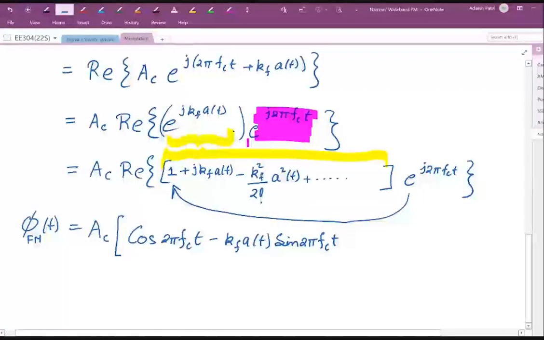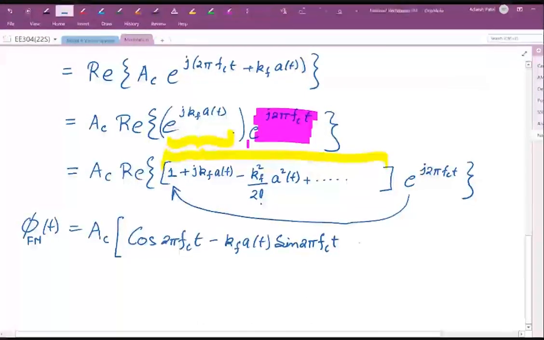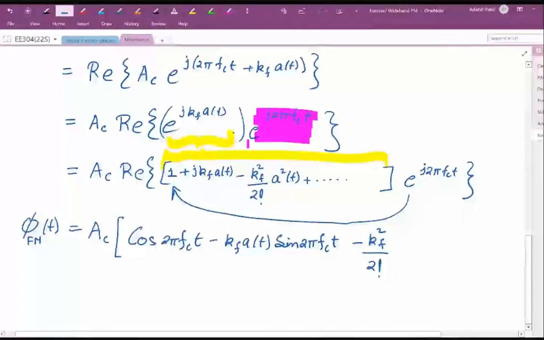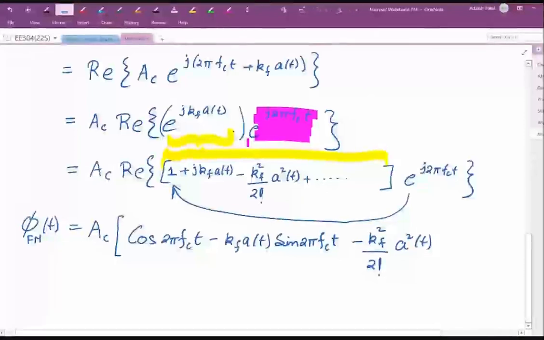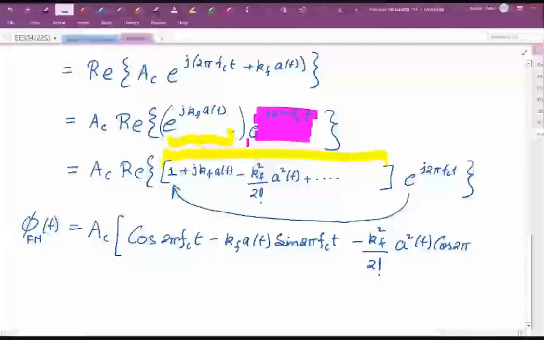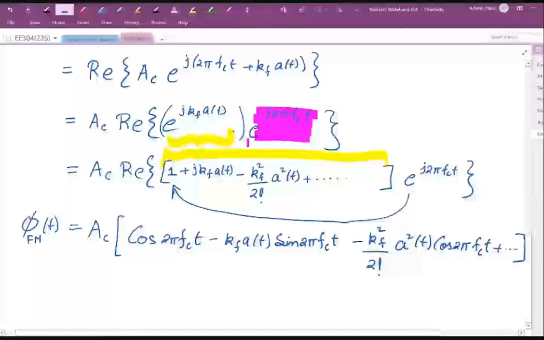Yeah. So what I'm trying to do here is, we will get a series of terms. So I will just write these terms. The next part would be k_f squared times factorial 2, and this would be a squared t, and this will be a cosine term, cos 2 pi f c t, and plus so on, we will have multiple such terms.